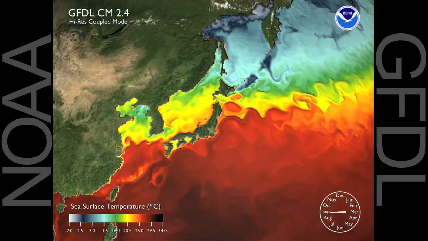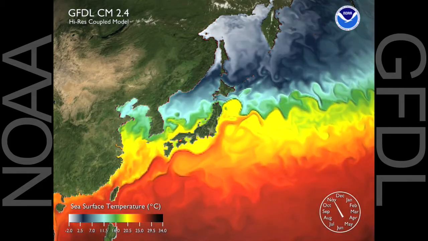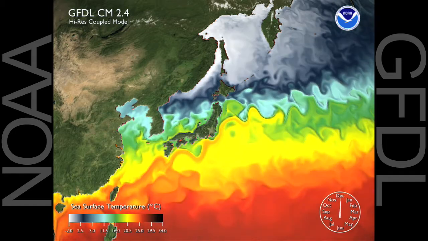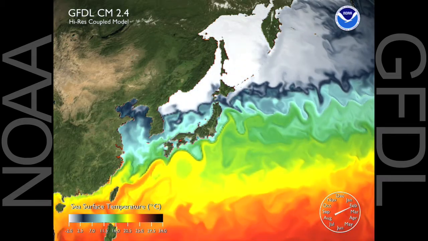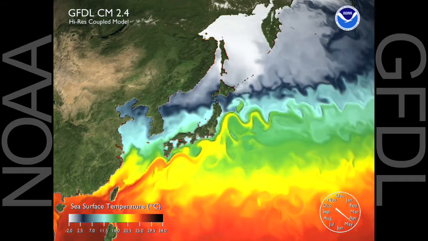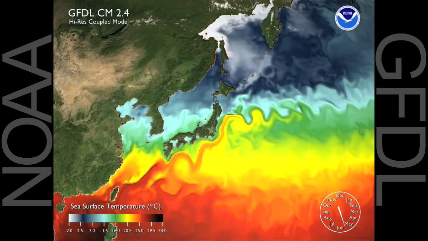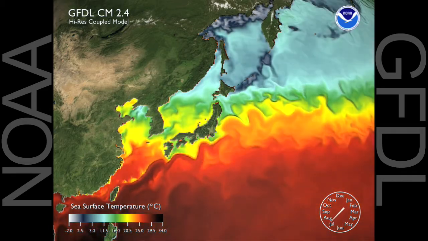Finally, in the western Pacific, we see the Kuroshio Current as it flows past Japan. As is the case for its Atlantic counterpart, the Gulf Stream, the Kuroshio Current sheds many large eddies and rings. They begin forming as meanders that develop along the edges of the current and then break off to form closed circulations.